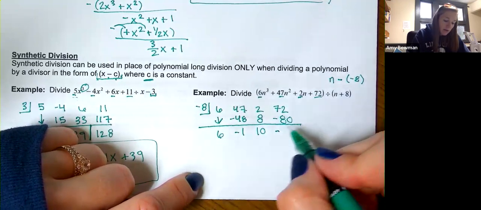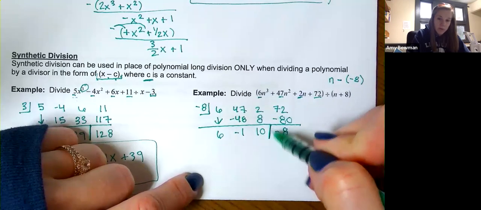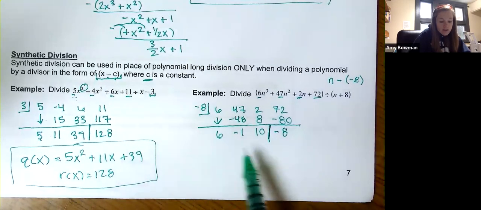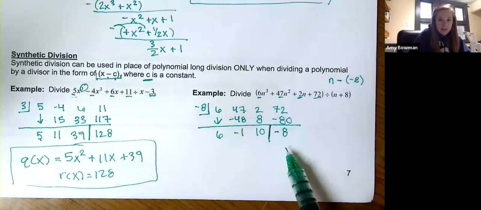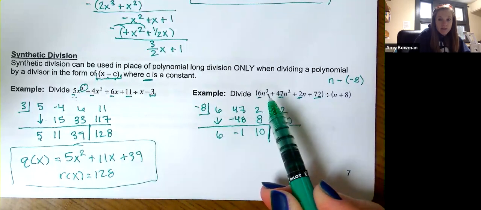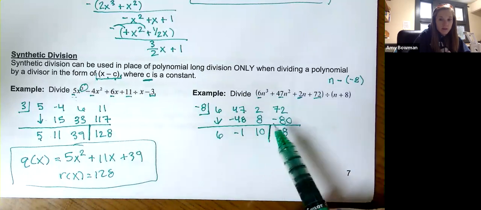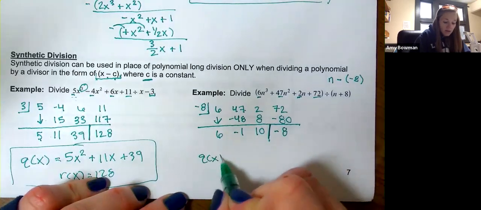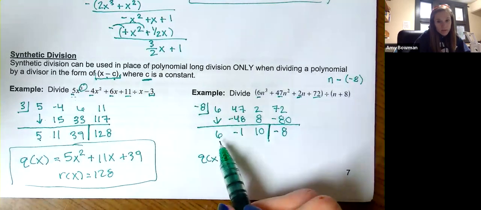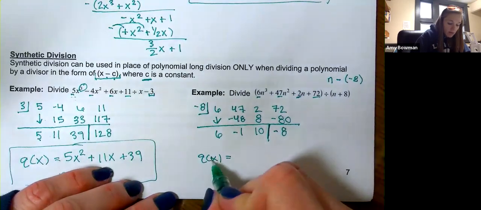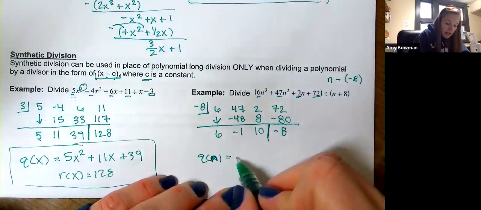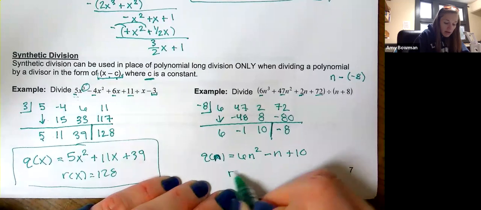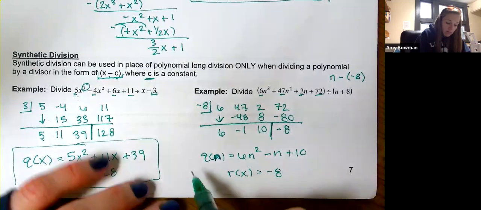We get negative 8. And then again, that last number, I always put this bar here. That is, so the end of my quotient is there. The last number is always the remainder. Since I started with a 3rd degree polynomial and divided out first degree, that means the result is 1 degree less. The quotient will be a quadratic. So the quotient is, I know the leading term is degree 2, and I know all the coefficients. So it's, oops, I guess it would be q of n, is 6n squared minus 1n plus 10, remainder r of x, negative 8. That's it.